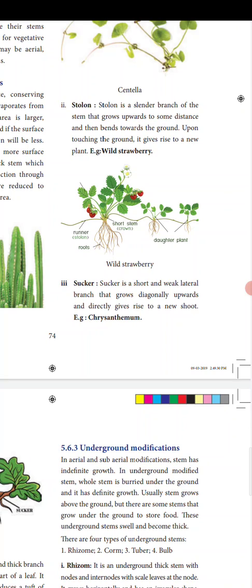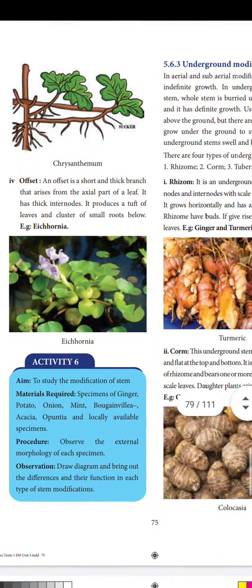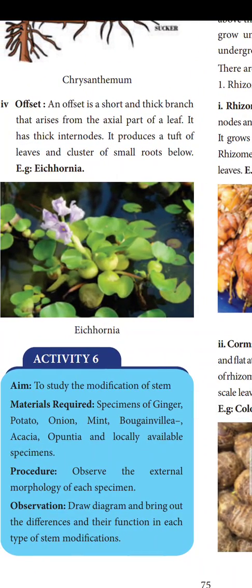Example, wild strawberries. Next, offset. An offset is short and thick, arising from the axil of the leaf. It has thick internodes. It produces a tuft of leaves and a cluster of small roots below, for example Eichhornia. You can see these plants in a pond or lake. Many water sources have offset Eichhornia.